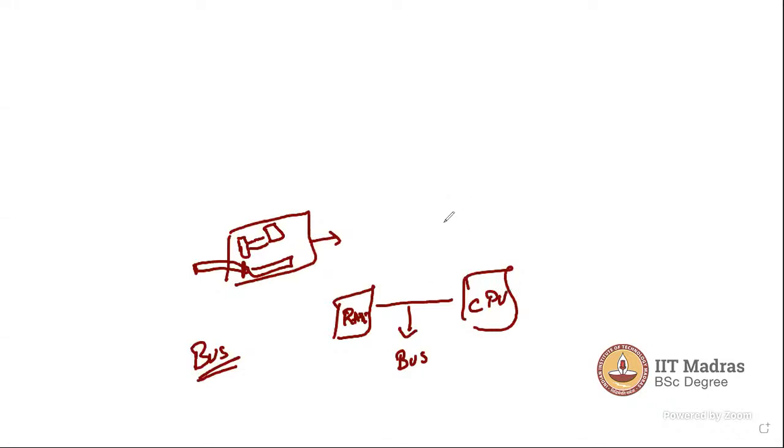Similarly to the input output devices, whatever input output devices are available can also be connected using a bus. So this is also a bus, for input or output devices, right? So that bus width is given here.